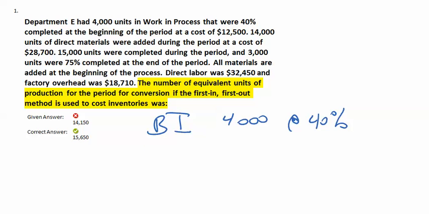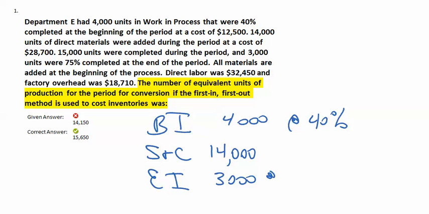But it does say, I want to figure out my started and completed. It says I added 14,000 units. Okay? I added 14,000 units. It also says 15,000 units were completed during the period, and 3,000 units are 75%. So my ending inventory is 3,000 units at 75%. Okay, so I've just taken the information. I don't care about the materials and all that stuff. Here's what I'm going to do with it. I'm going to make a calculation.